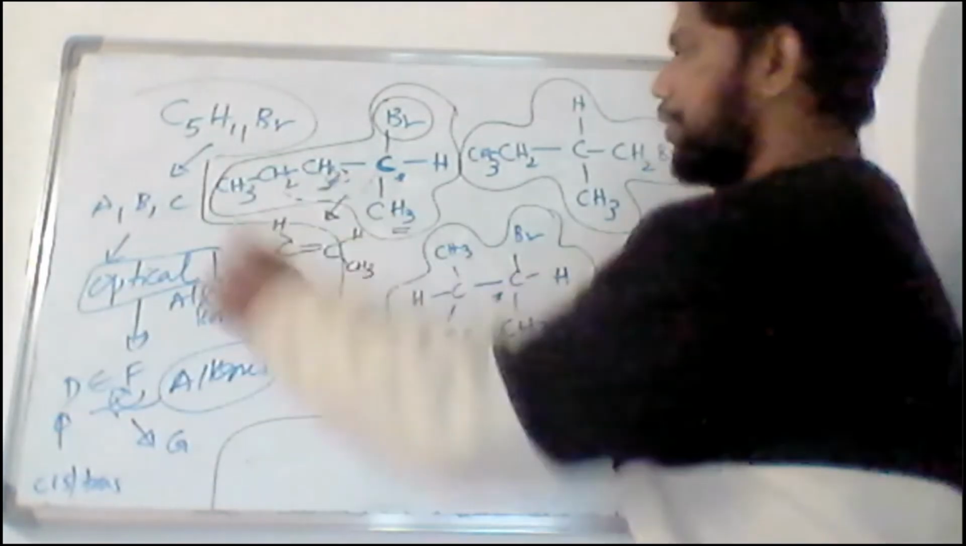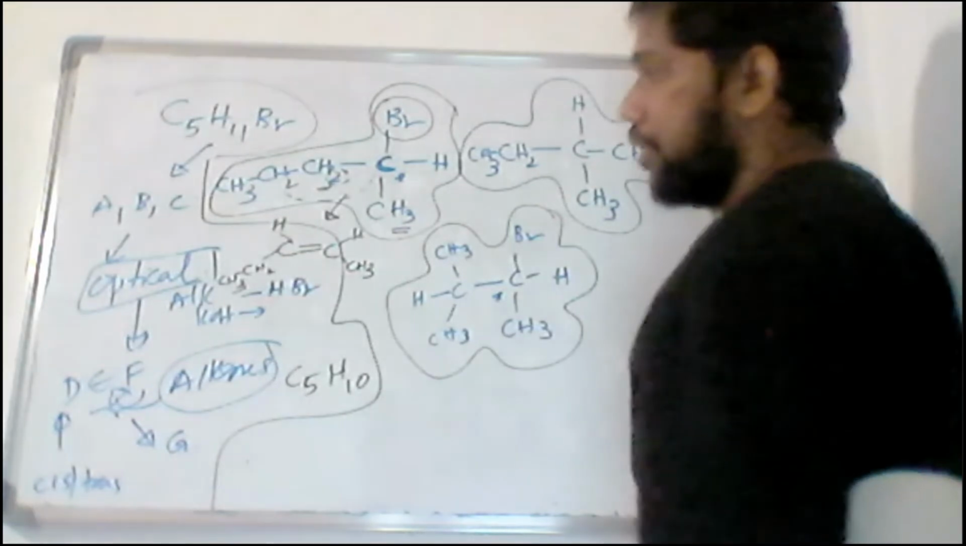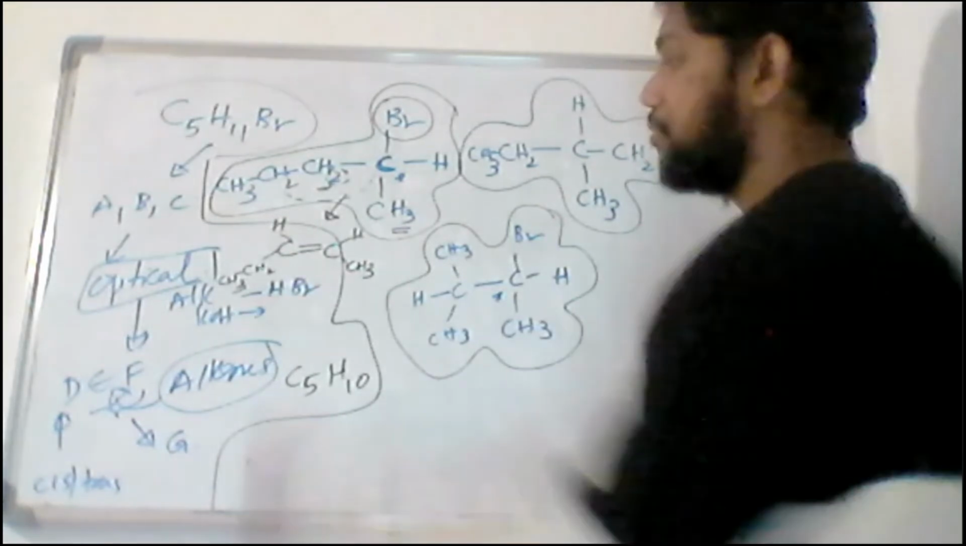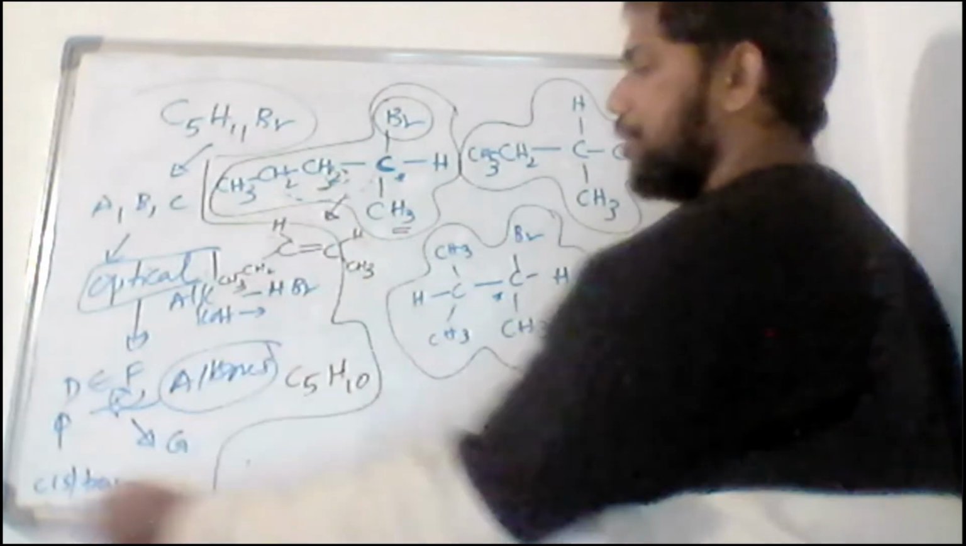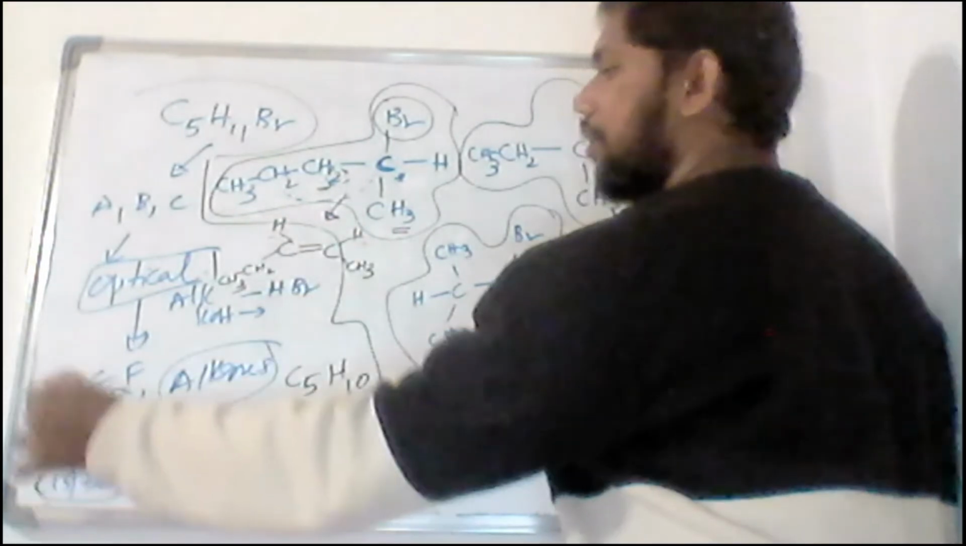Okay, so now this shows optical isomerism. Sorry, geometric isomerism. So cis trans can be formed using this hydrogen. So this could be our compound D.